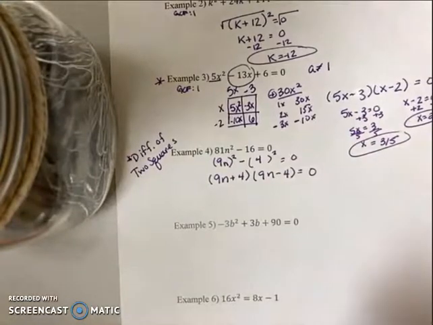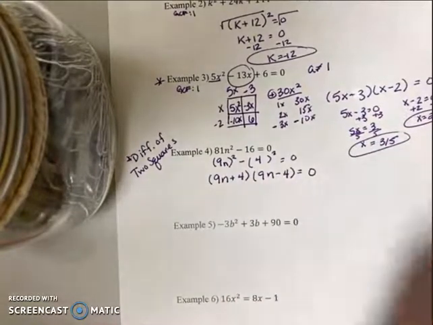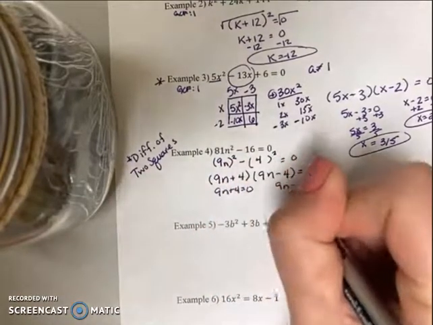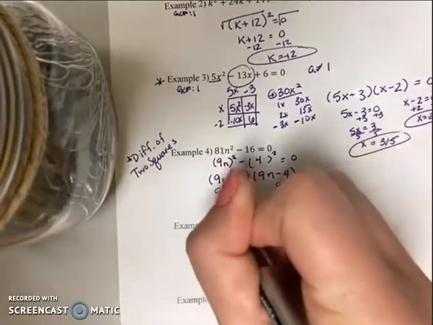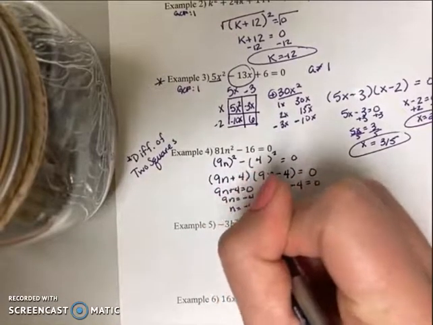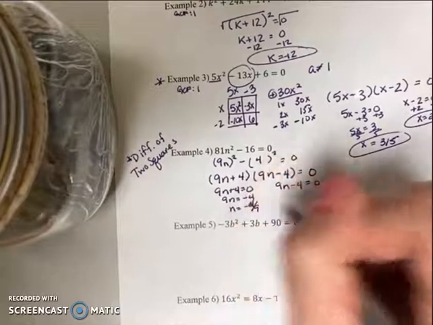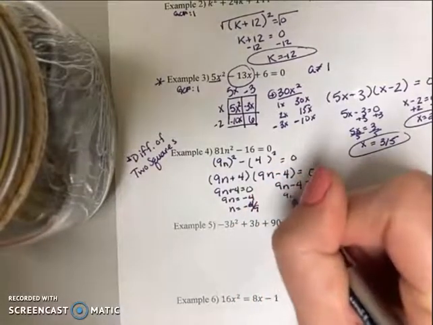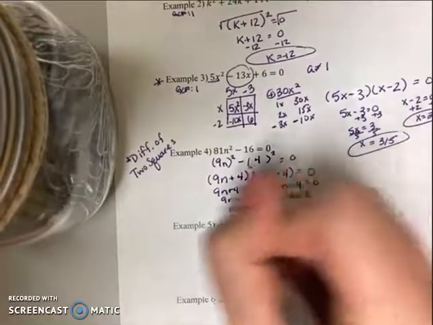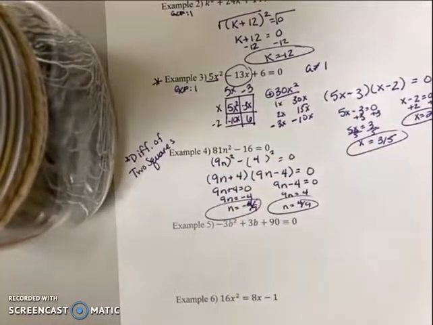equals 0. Set each parenthesis equal to 0 and solve. I subtract 4, divide by 9, I get negative 4 ninths. Add 4, divide by 9, I get positive 4 ninths. So a negative and a positive 4 ninths would be my solution.